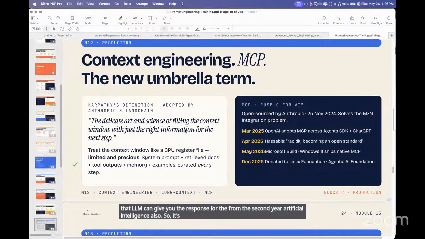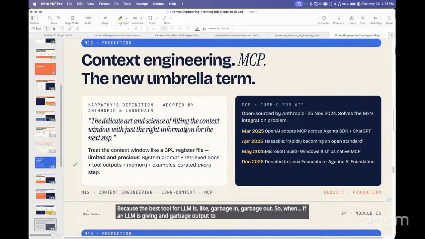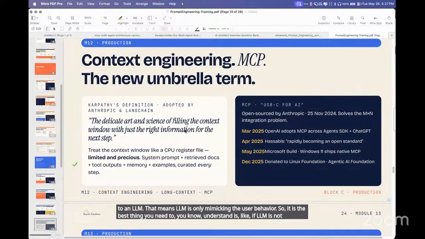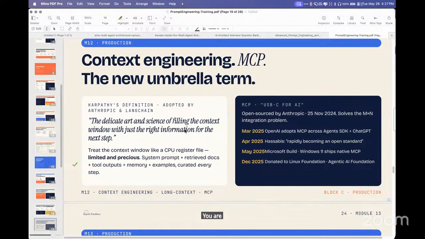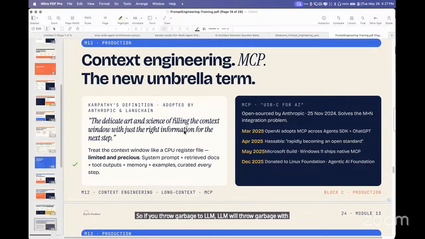So it's your responsibility to provide a correct context, because the best rule for an LLM is garbage in, garbage out. If an LLM is giving a garbage output to a user, that means the user has already provided a garbage prompt to the LLM. That means the LLM is only mimicking the user's behavior. So the best thing you need to understand is, if the LLM is not giving you the right answer, then you are at fault, not the LLM, because you are not providing enough information to the LLM to give you the proper answer. If you provide proper information, you will get proper output. This is the best rule you need to remember for the LLM world: garbage in, garbage out. If you throw garbage at the LLM, the LLM will throw garbage back at you with double speed.